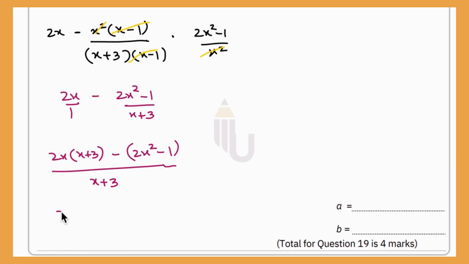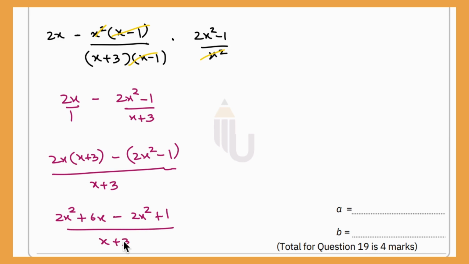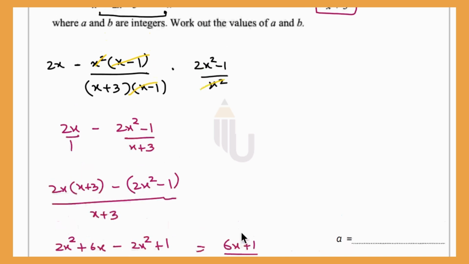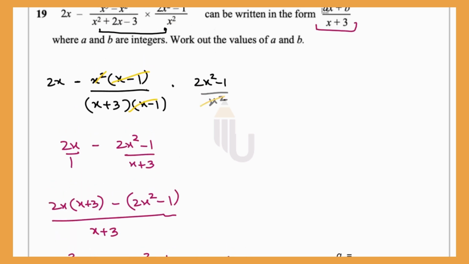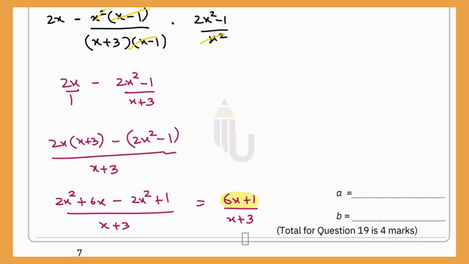When I expand the bracket, it will be 2x square plus 6x minus 2x square plus 1 over x plus 3. 2x square will get cancelled and that will give me 6x plus 1 over x plus 3. We can very easily compare it with this form, and if you see, ax plus b is compared with 6x plus 1, and this time literally we had to find a and b value. So the value of a will be 6, b will be 1.